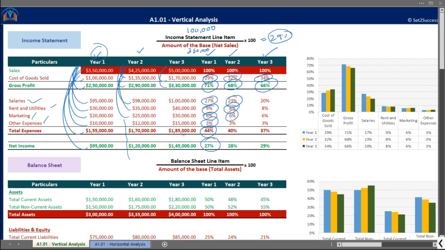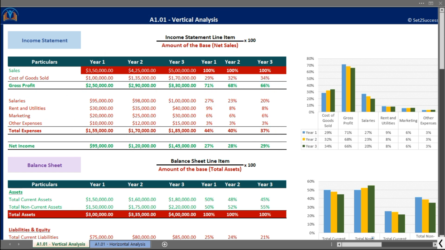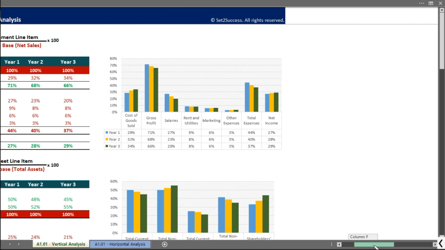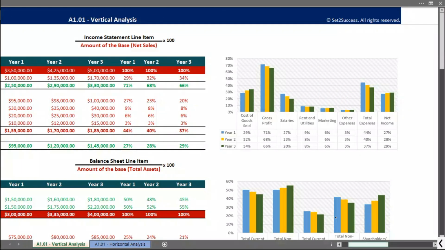Total expenses, we have 185,000. 185,000 by 500,000 into 100, we get 37%. 145,000 by 500,000 into 100, that is 29%. So what we have done, we have used the vertical analysis and we have converted our income statement into what we call percentages. Now let us analyze what happened after converting our income statement using vertical analysis.